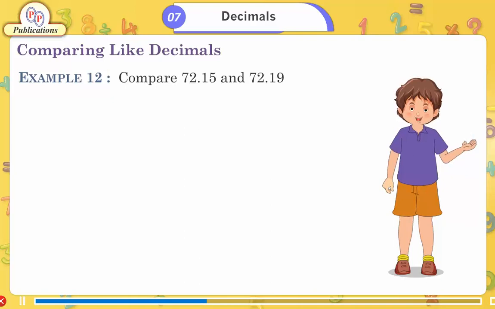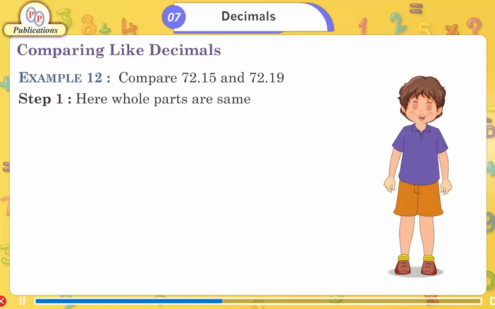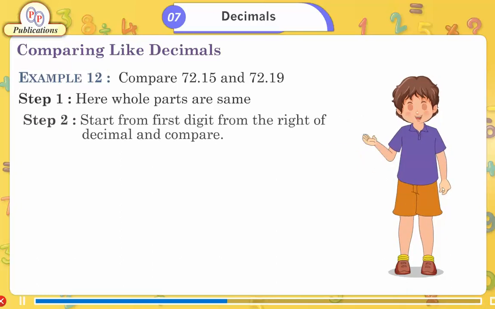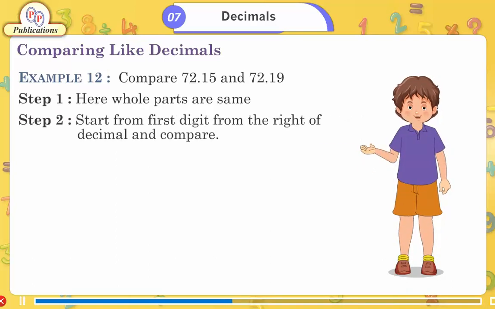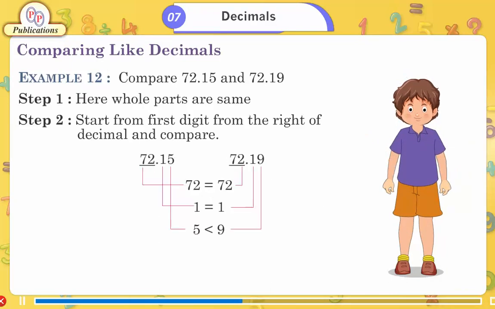Example 12. Compare 72.15 and 72.19. Step 1: here, the whole parts are same. Step 2: start from the first digit from the right of the decimal and compare. 72.15, 72.19. 72 is equal to 72. 1 is equal to 1. 5 is smaller than 9. So, 72.15 is smaller than 72.19.